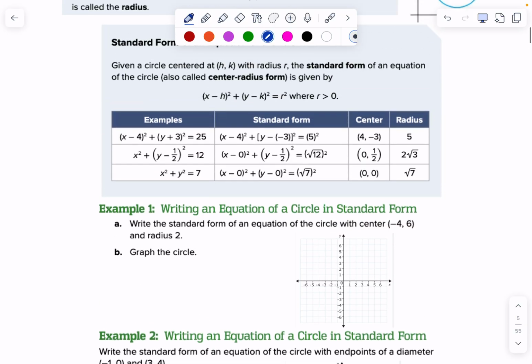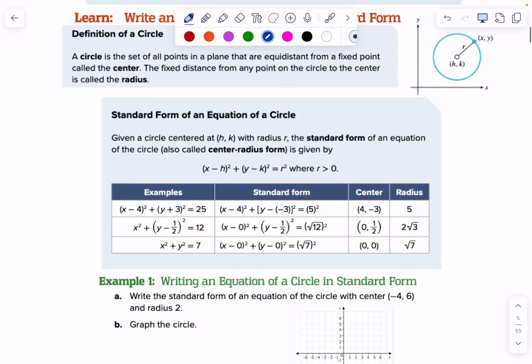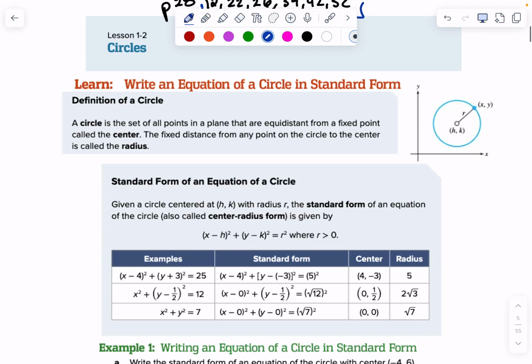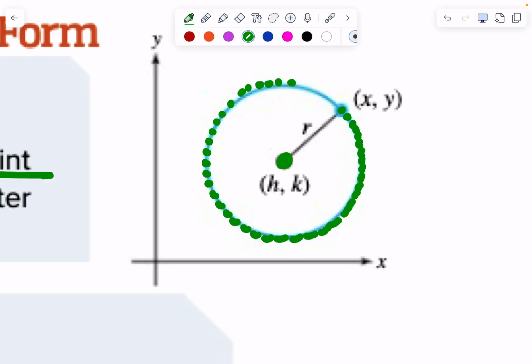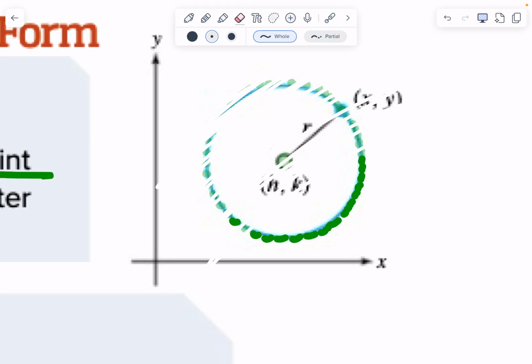Holy moly. Okay, here we go. Ready? Circles. I put the definition of a circle in here because I thought it was really interesting. A circle is the set of all points in a plane that are equal distance from a fixed point called the center. So here's my center, and this is the set of all points that are the same distance away from that dot. So it's like a continuous connection of all the dots that are equal distance from that dot. That's kind of an interesting way to describe the definition of a circle. I thought it was cool.